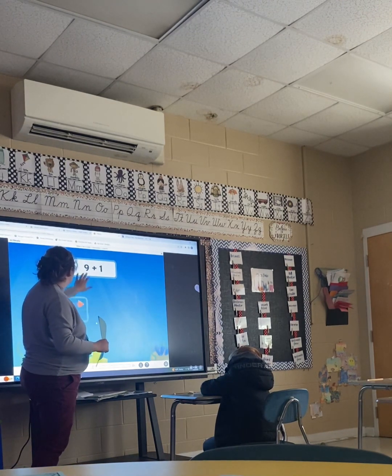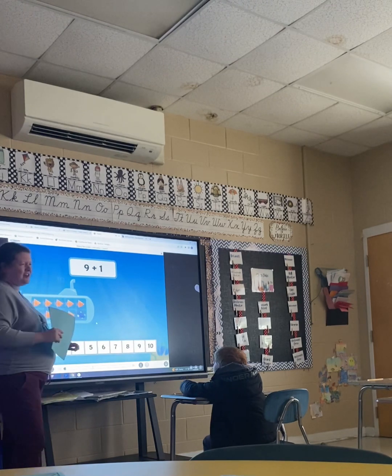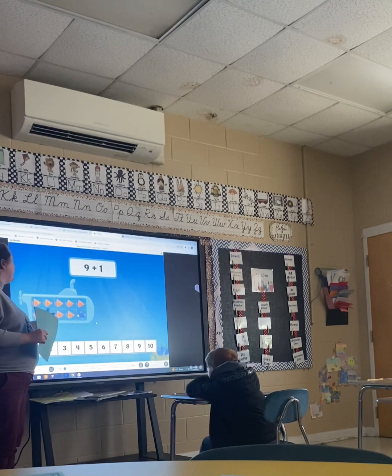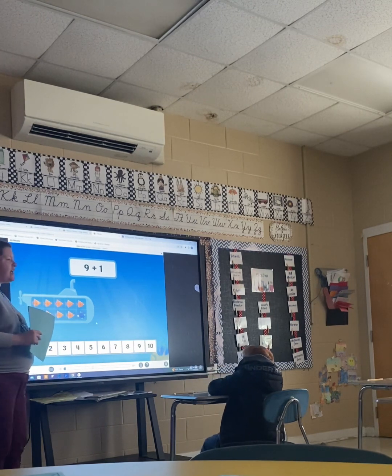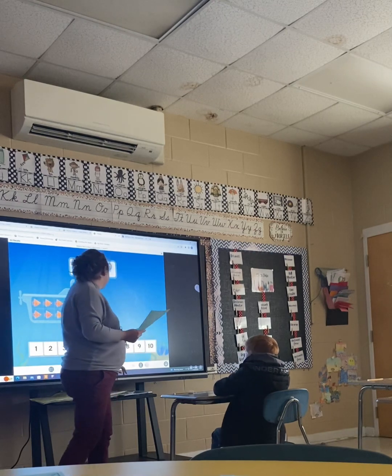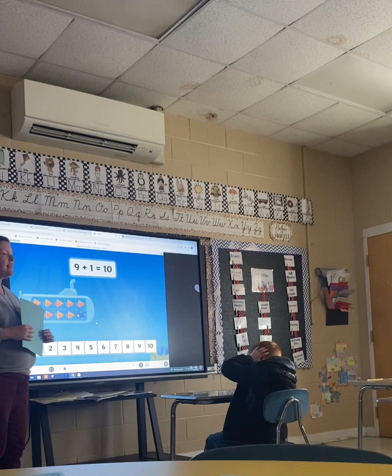Okay, so we have 9 red fish. We add 1 blue fish, and we get 10 fish. 10 fish. Well done. So 9 plus 1 equals 10.